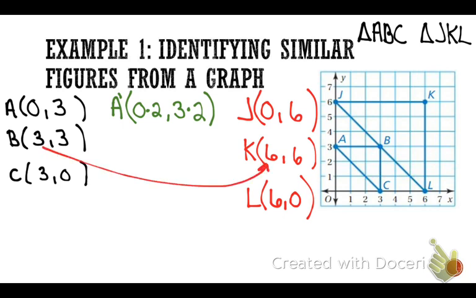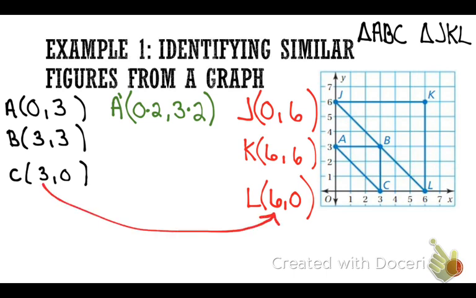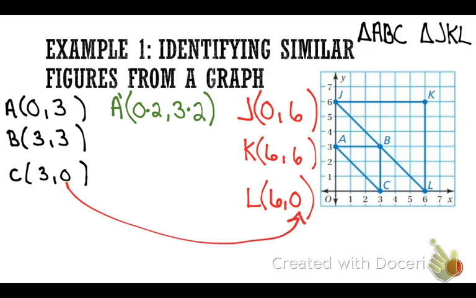What's 3 times 2? 6. Okay, so my pattern is still checking out. But again, if even one ordered pair falls out of that pattern, it's not similar. So what about my y values? Can I multiply by 2? Yes. What about point C between my x values? Yes. 3 times 2 is 6? Is 0 times 2 0? Yes.